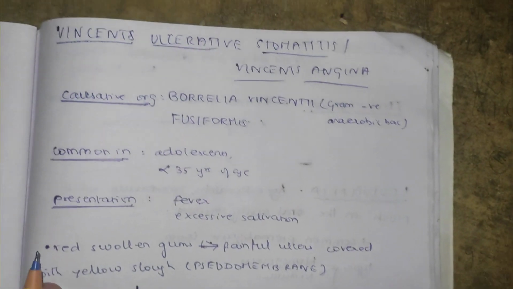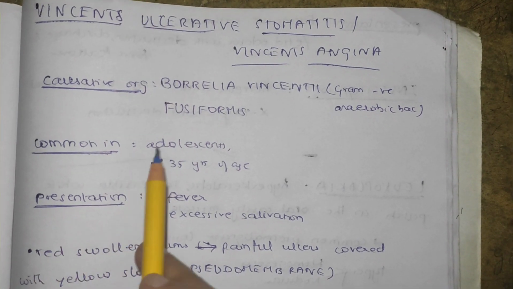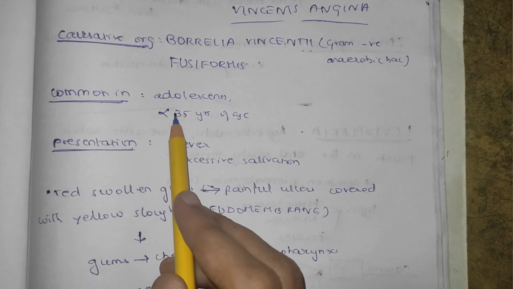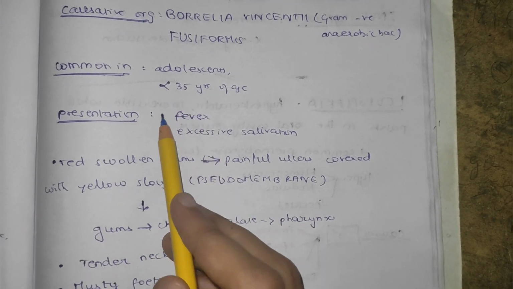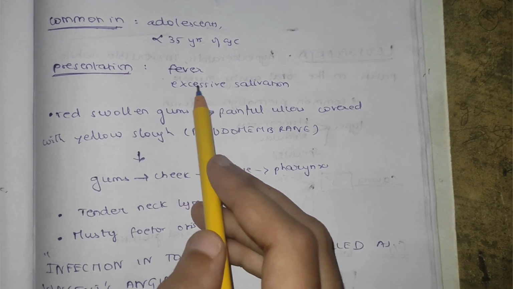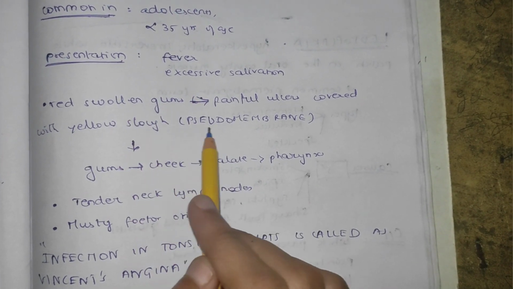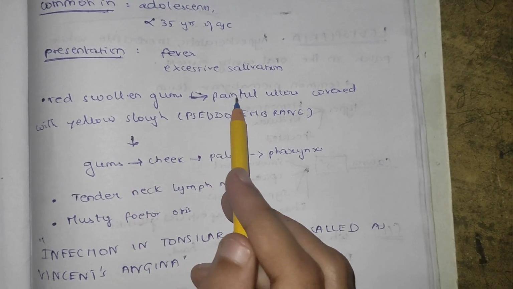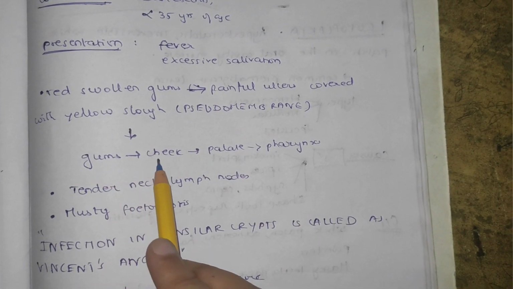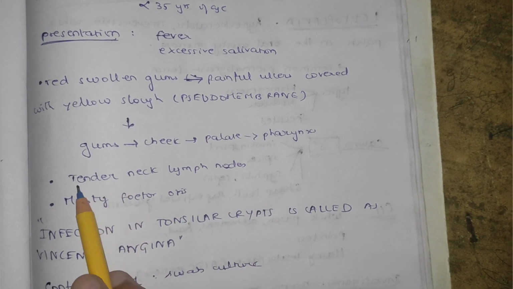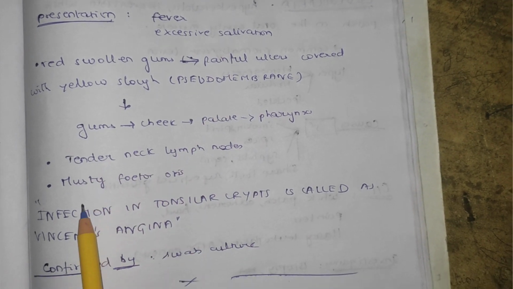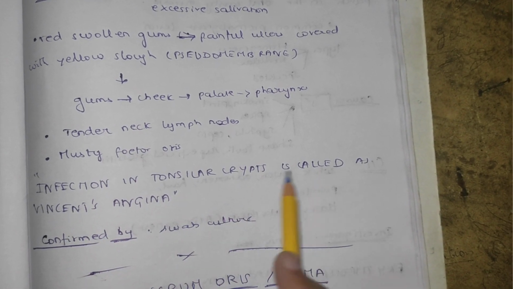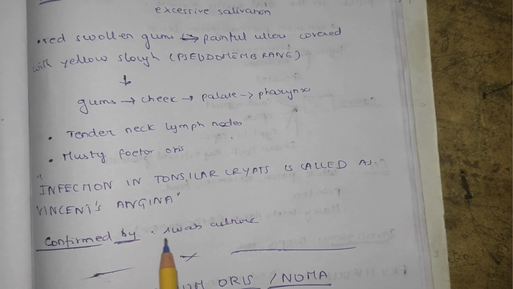So next one is the Vincent's ulcerative stomatitis or Vincent's angina. It is caused by Borrelia vincenti or fusiformis, common in adolescents, that is young adults less than 35 years of age. Presents with fever, excessive salivation, red swollen gums, formation of pseudomembrane, that is formation of yellow slough, which are painful, and from gums it spreads to cheek, palate, pharynx, etc. And in neck there are tender palpable lymph nodes. Musty fetor oris is present. If infection in tonsillar crypts is present, it is called as Vincent's angina. It is confirmed by swab culture.